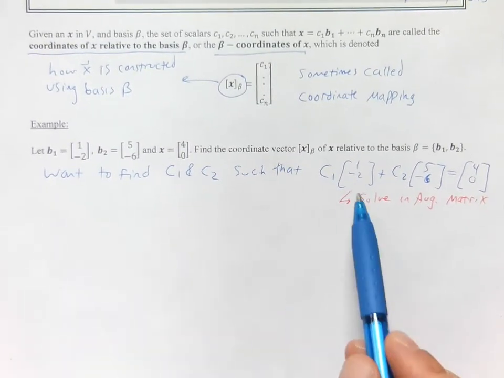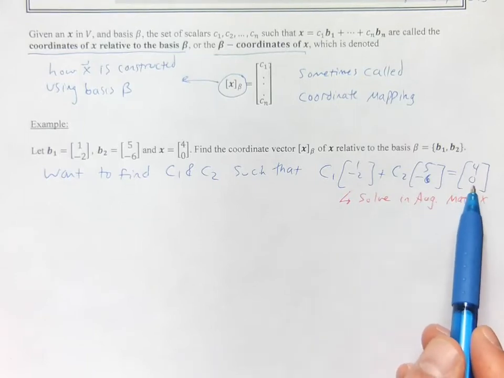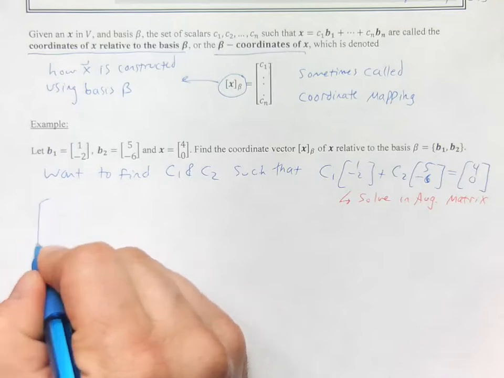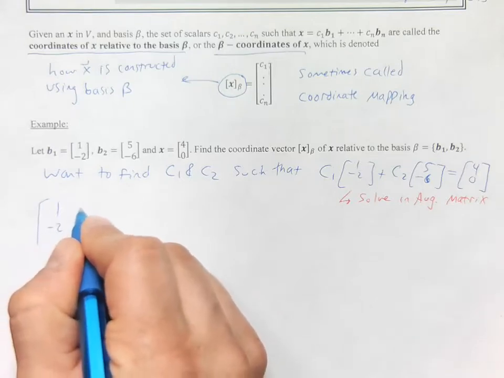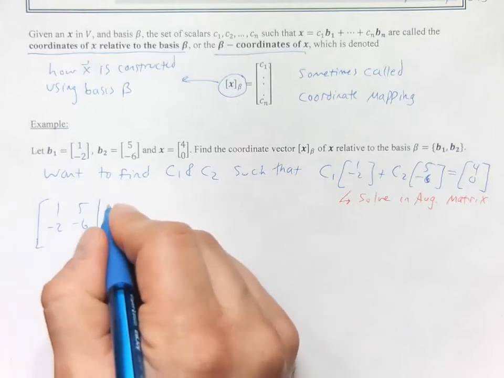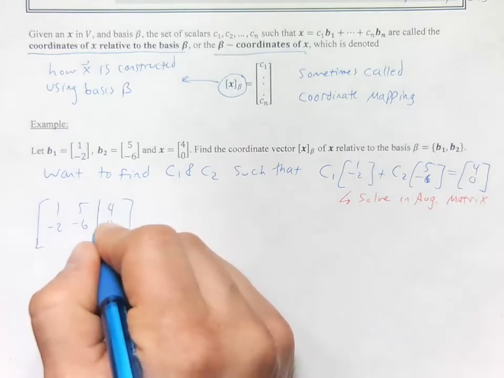So let's do that. It just becomes a 2x3 when you put it in with the augmented matrix. And so let's see what that looks like. That would be our basis elements. We want to find linear combinations of those things, and we want it to equal 4, 0, our given vector.